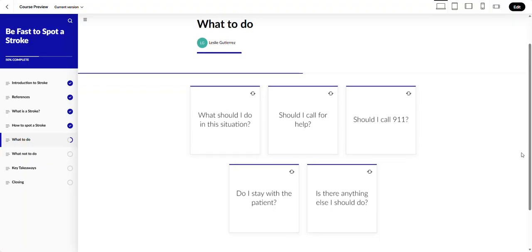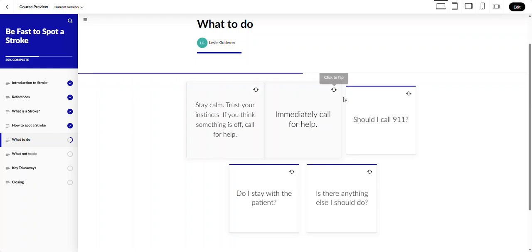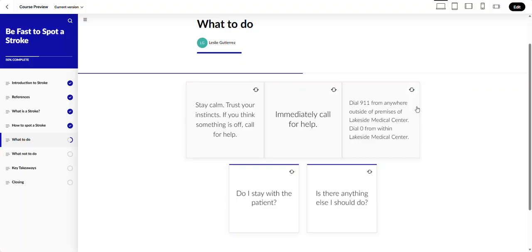What to do? Flip cards are included to promote learners' engagement and interaction. What should I do in this situation? Stay calm, trust your instincts. If you think something is off, call for help. Should I call for help? Immediately call for help. Should I call 911? Dial 911 from anywhere outside the premises of Lakeside Medical Center. Dial 0 from within Lakeside Medical Center.